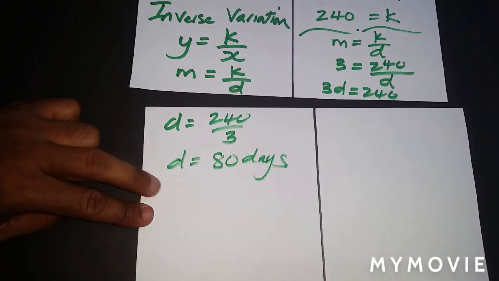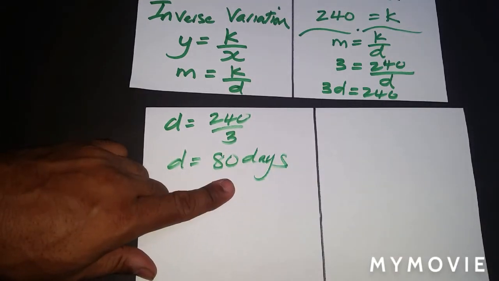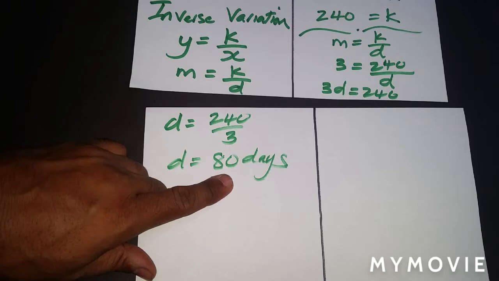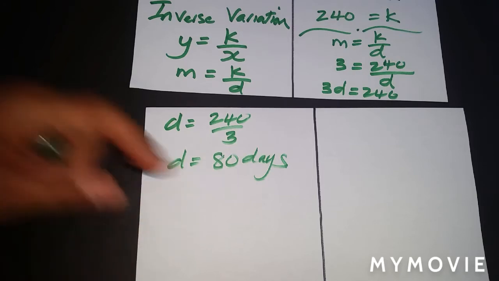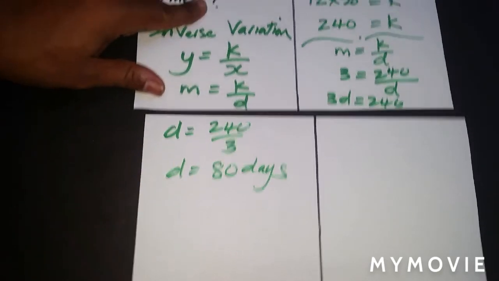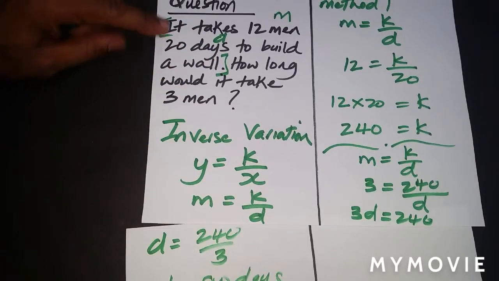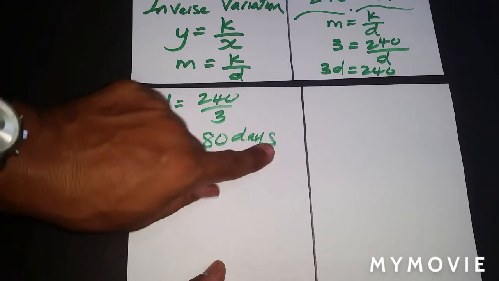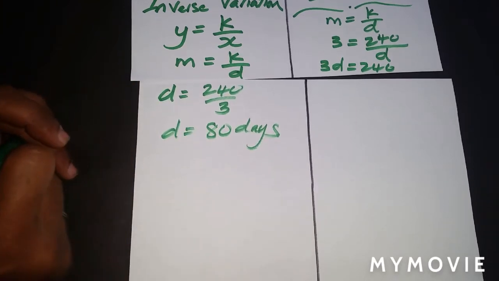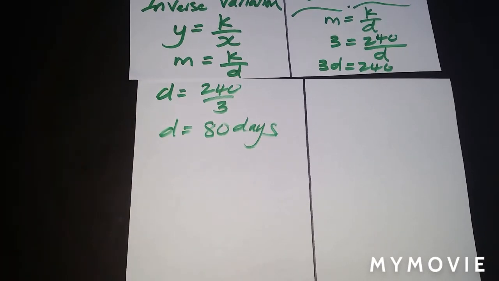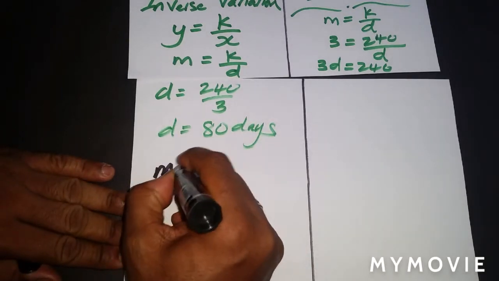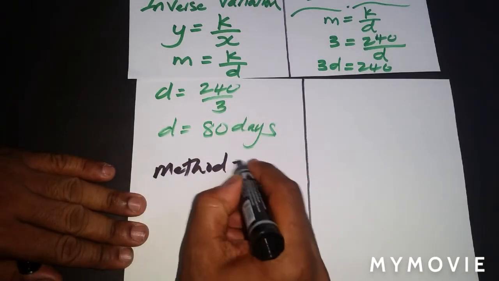So it would take 3 men 80 days, 4 times as long, to build this wall. So 12 men, it takes 12 men 20 days. How long would it take 3 men? Based on working out, it would take 3 men 80 days. Now let's just look at method 2, just to prove that the final answer would be the same.